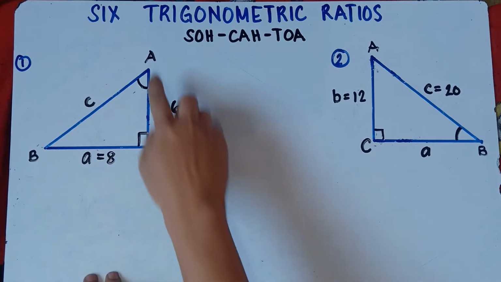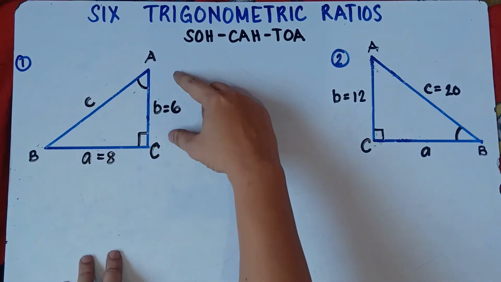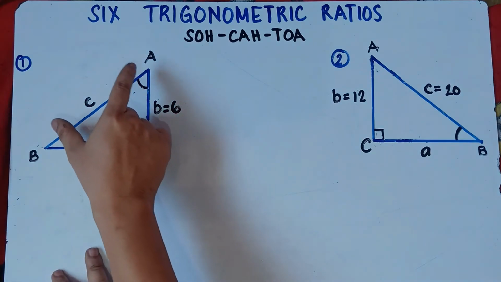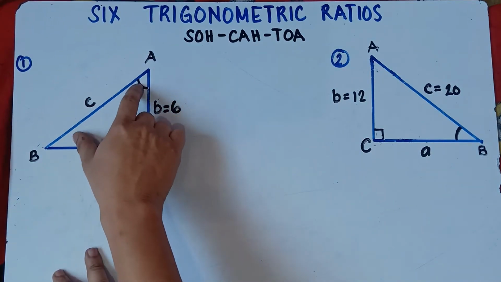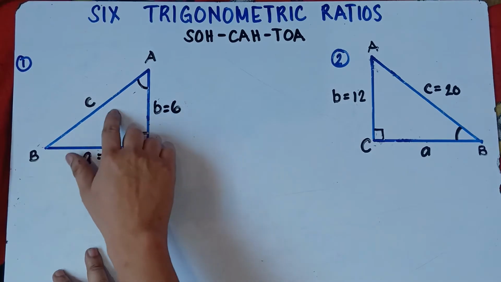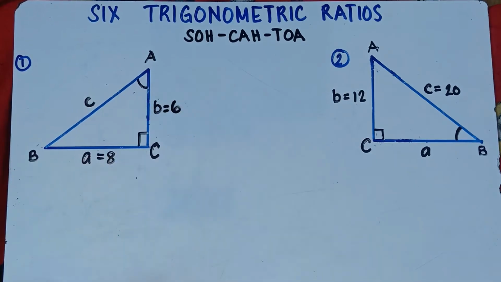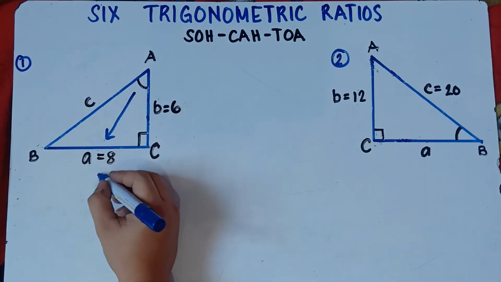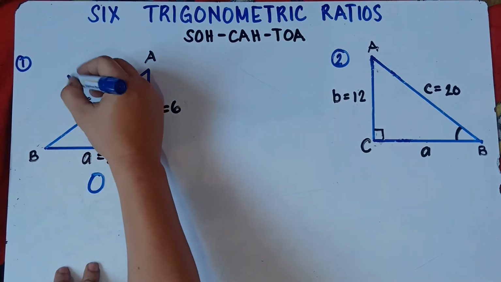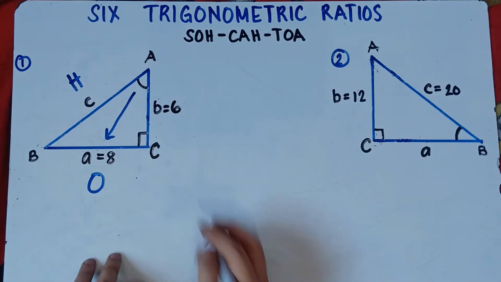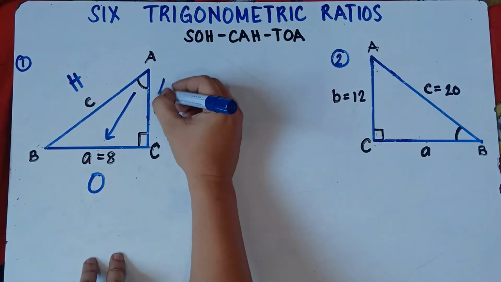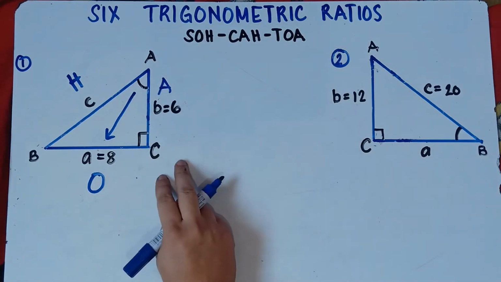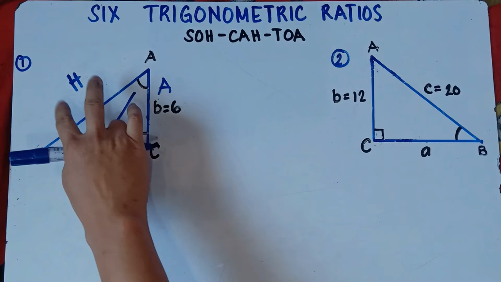Once again, we have given right triangle ABC. This side is 6, this side is 8, and we don't have the value of this side. Once again, this side, class, is the hypotenuse, opposite of this angle, 90 degrees, or the longest side. If this is our reference angle, opposite of this angle will be our opposite. This one is the longest side, this will be the hypotenuse. And right next to this angle, this will be our adjacent. So we cannot find the 6 trigonometric ratios since we don't have the value of the hypotenuse.